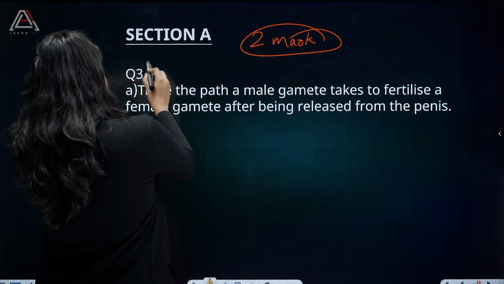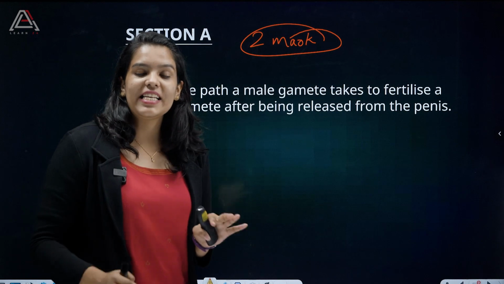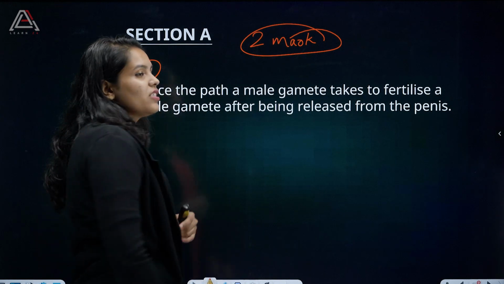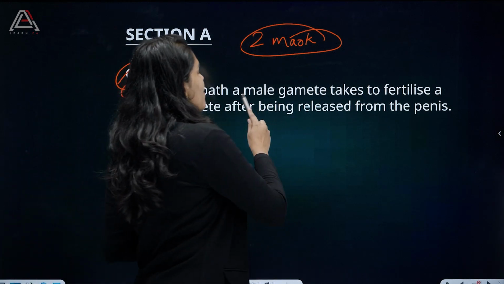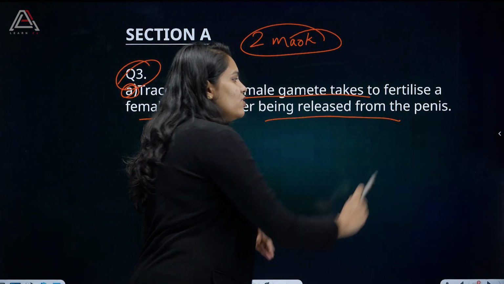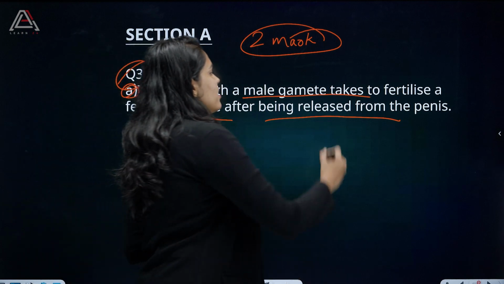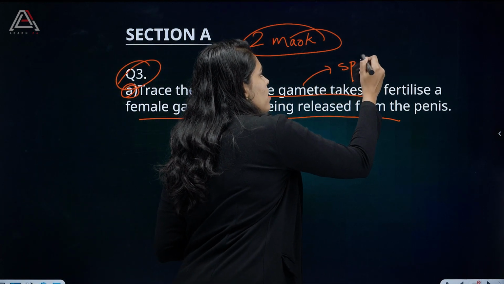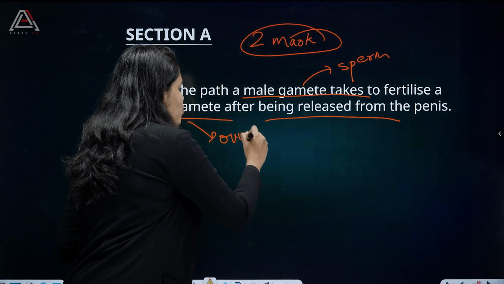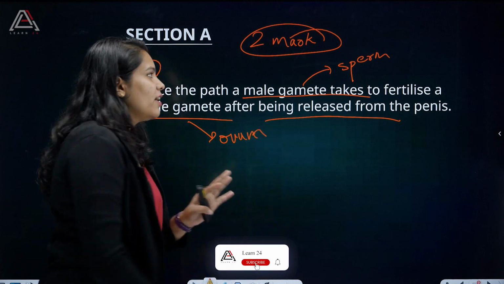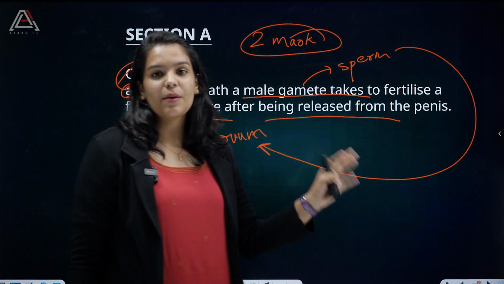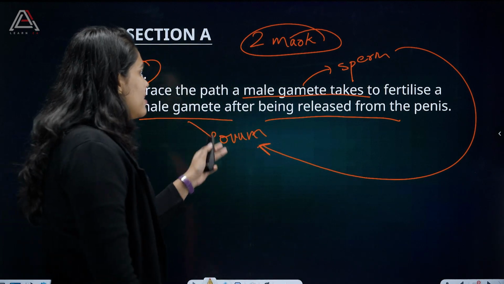Now the third question of this question paper is from the biology section of science. The first part of this question is: trace the path a male gamete takes to fertilize a female gamete after being released from the penis. Here they are asking about the male gamete. What is a male gamete? Sperm. And what is a female gamete? Ovum, right? So what path does the male gamete take to fertilize the female gamete? That is the question being asked.